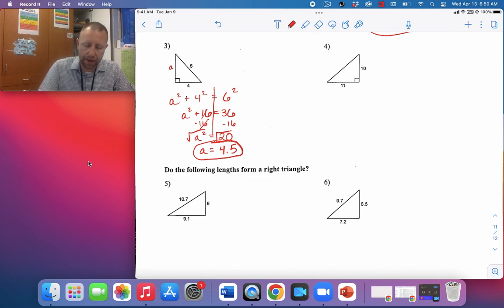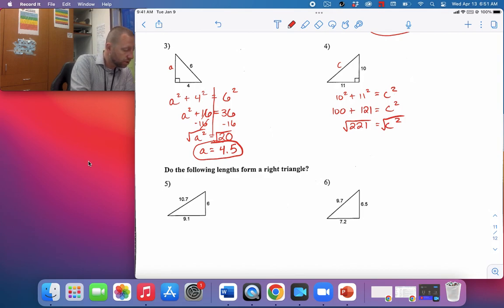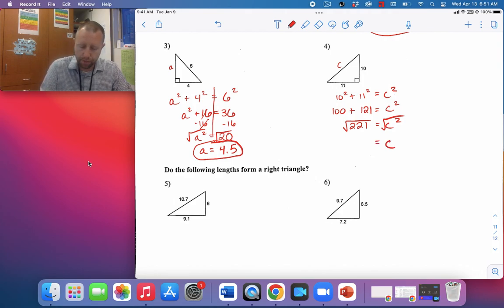And then for number 4, again, I don't know the hypotenuse, so I don't know C. I'm going to put those in. I've got 10 squared plus 11 squared equals C squared. 10 squared we know is 100. 11 squared we know is 121. And that equals C squared. And when I add those together, I get 221 equals c squared. And I'm going to take the square root of both sides. So I take the square root of 221. I get 14.86, so I'm going to round that up to 14.9. Round to the nearest tenth.